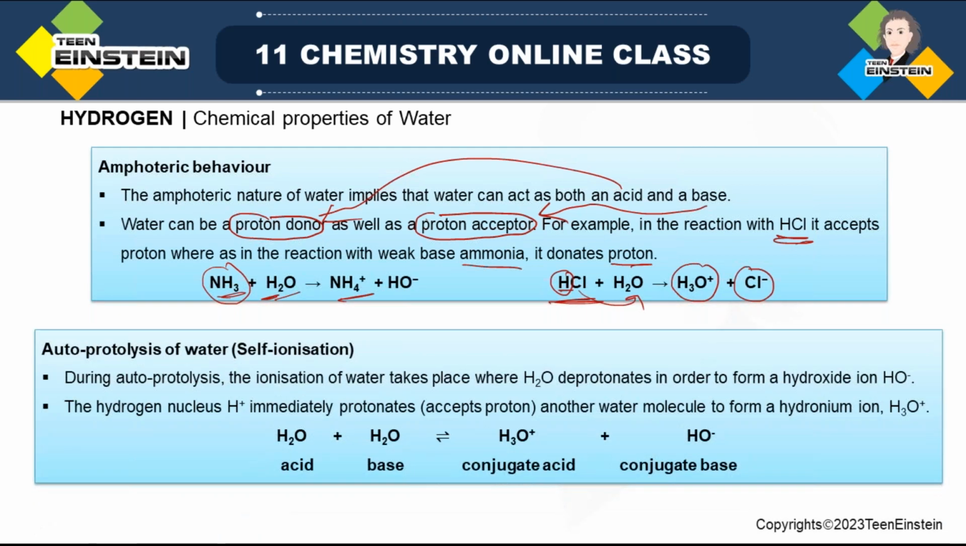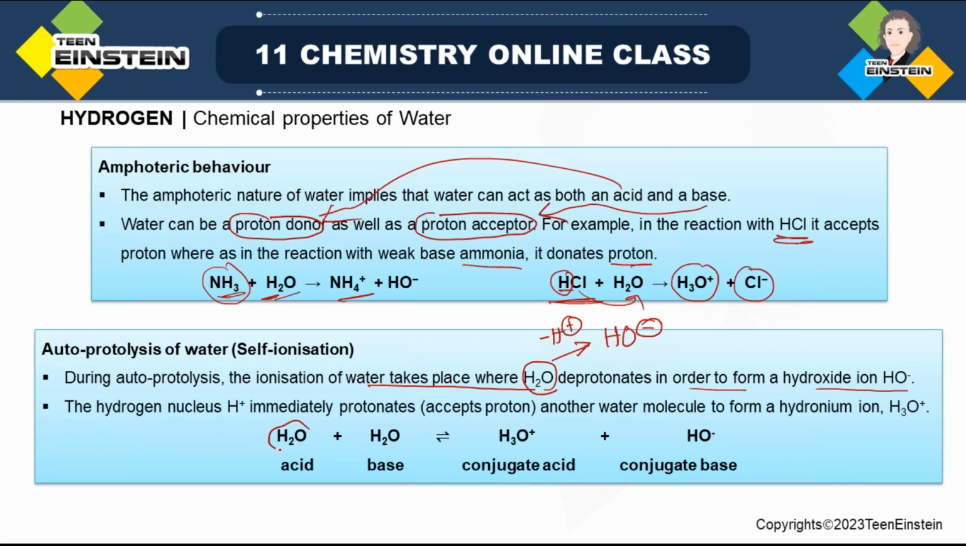The fourth behavior, chemical properties, autoprotolysis of water. You can also call it self-ionization. So self-ionization means obviously we are not using any other compound, as if one water molecule is reacting with another water molecule. Ionization of water takes place where water molecule deprotonates in order to form hydroxide ion. So from water molecule, if one H plus is removed, it will be producing HO minus.